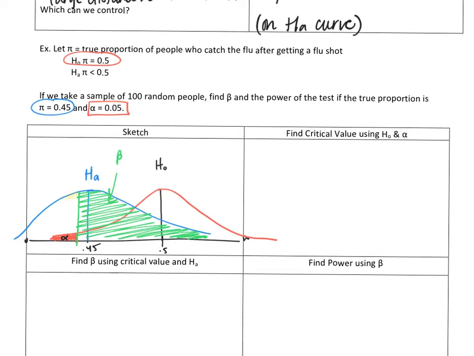And remember, beta and power make up 100% of the alternate curve. So the alternate curve is the blue one, the null curve is the red one. They are two completely separate curves. One is in front of the other. They just sit at some similar values. That's why we're using them. It says find the critical value using the null and alpha. So using the red curve, I'm going to find out what that critical value is using my z-score formula.